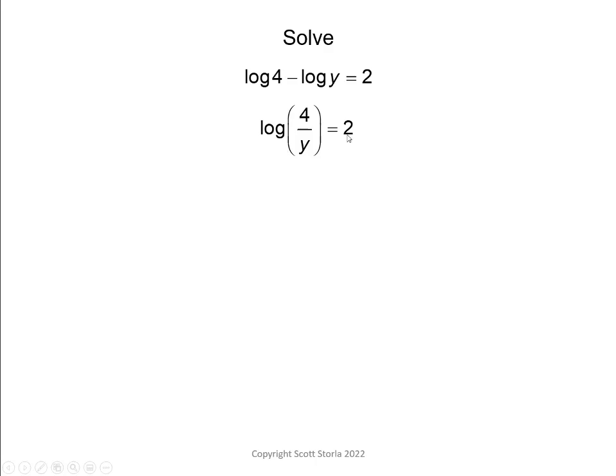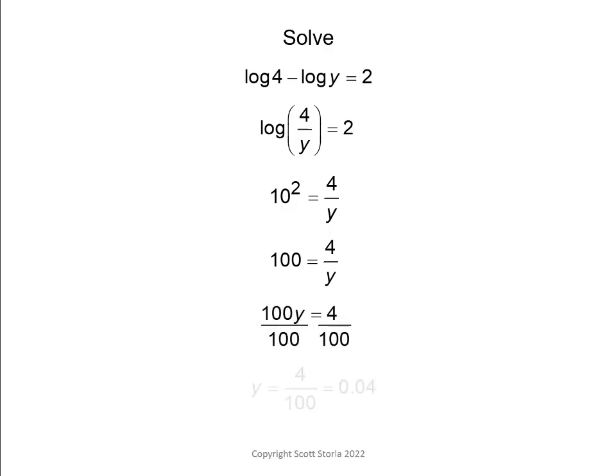That is 10 squared equals 4 divided by y. And of course 10 squared is 100. And then I'm going to multiply both sides by y, so I'll have 100y equals 4 over y times y. So the y's will reduce here, and I'll just get 100 times y, and then I'll divide by 100 and get that y is 4 over 100, or 0.04.